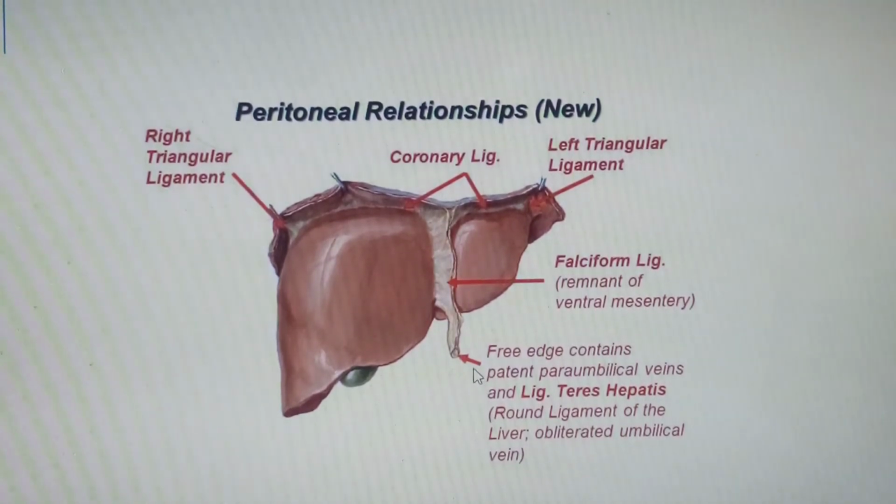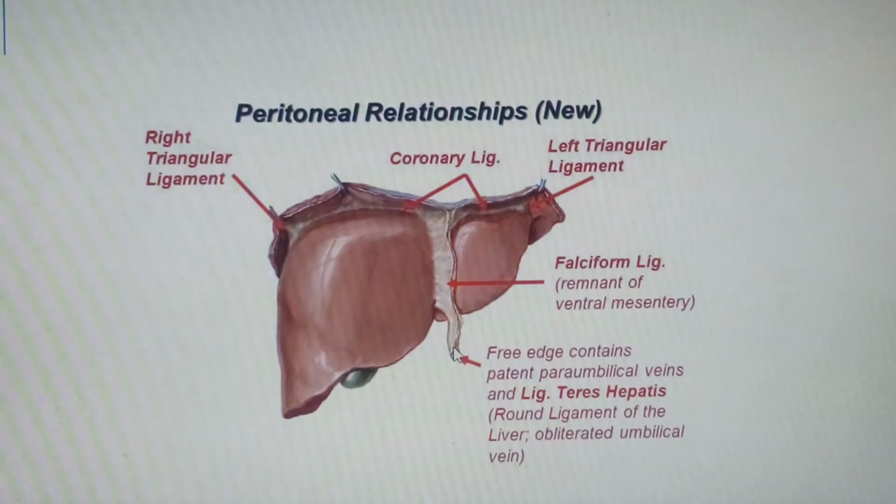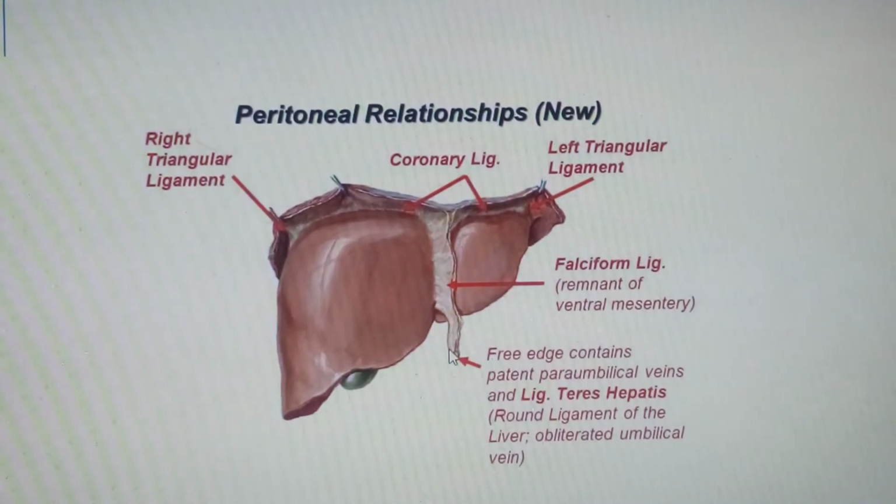We said that in fetal life it was actually the left umbilical vein, and that's why it's a single structure over here, which used to be the left umbilical vein actually.